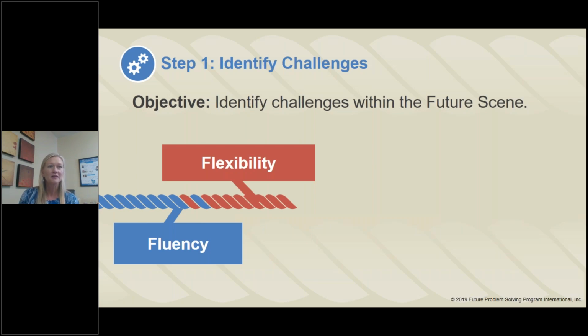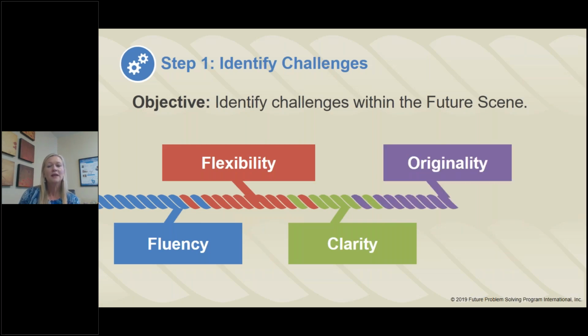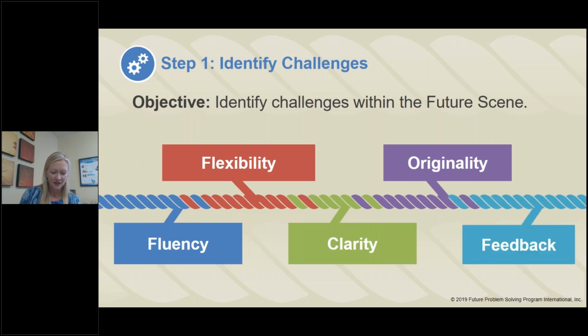We look at the flexibility of the students' thinking. How many categories did they utilize? We look at the clarity in which they generated those challenges. We look for originality, and we provide feedback.